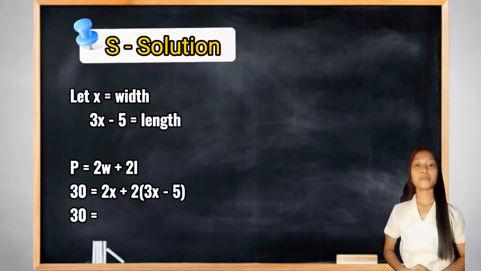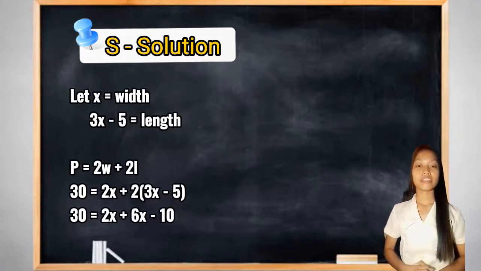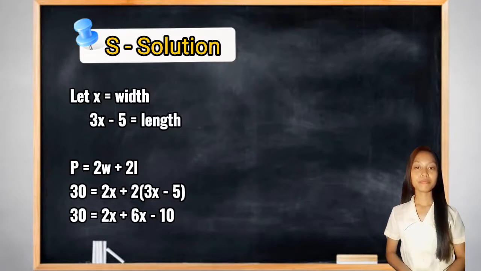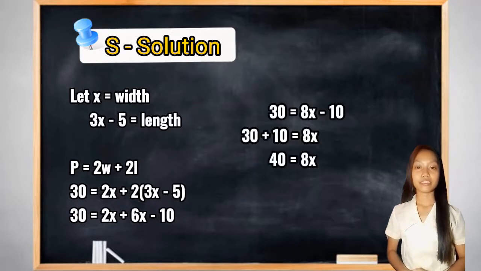Using the formula of the perimeter of a rectangle, substitute x in the width and 3x minus 5 in the length. So P, which is 30, equals 2x plus twice of 3x minus 5. 2 times 3x is 6x, and 2 times negative 5 is negative 10.